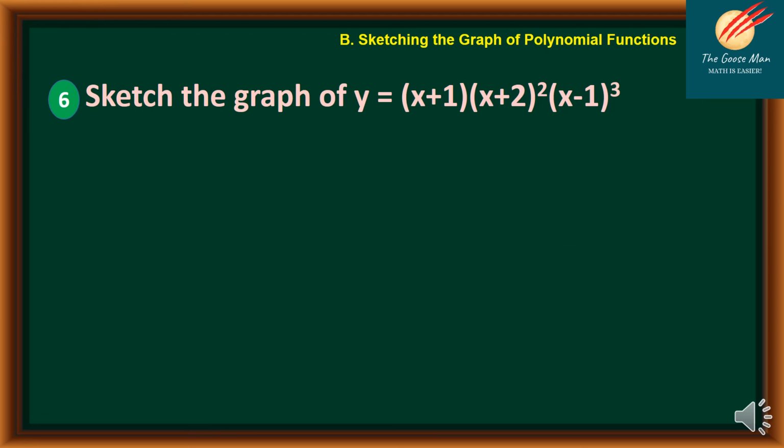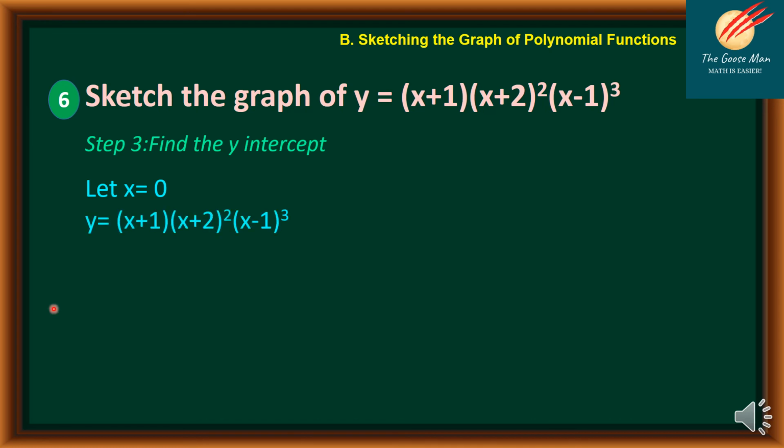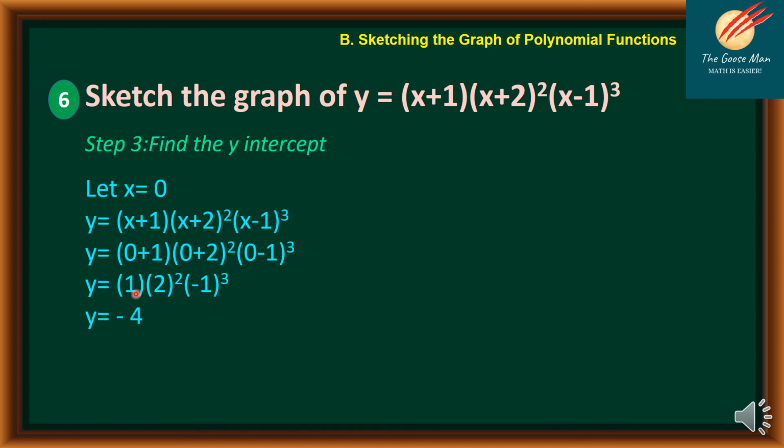So the next step is to find the y-intercept. Meaning to say, we will let x be equal to 0. Since this is already in factored form, we simply substitute x equal to 0. So we have (0 plus 1)(0 plus 2) squared (0 minus 1) cubed. Simplifying further, we have 1 times 2 squared times negative 1 cubed. So 1 times 2 squared is equal to 4, times negative 1, so we have negative 4. So we have (0, negative 4) as the y-intercept.